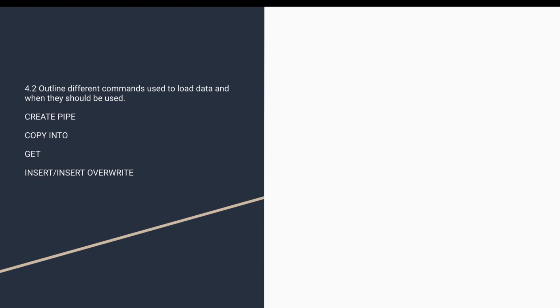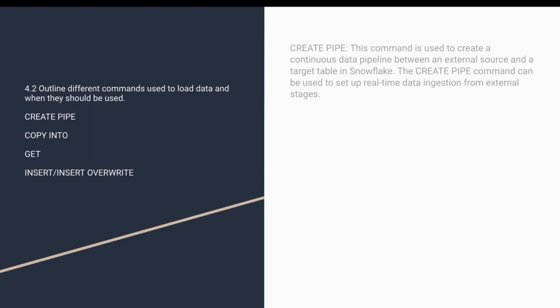So the create pipe command is used to create the Snowpipe, and Snowpipe is used to continuously load the data. This command is used to create a continuous data pipeline between an external source and a target table in Snowflake. It can be used to set up real-time data ingestion from an external stage. One main thing to note here: Snowpipe only works with the external stage. It will not work with the internal stage.